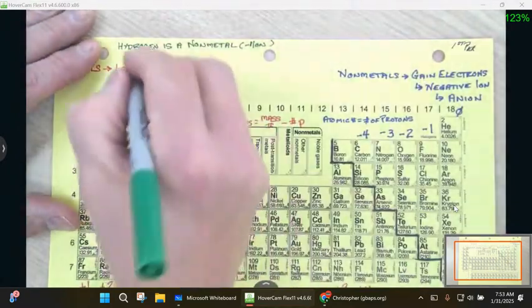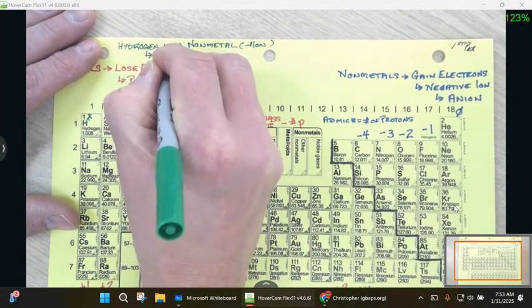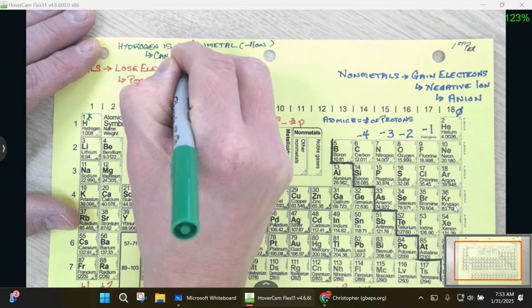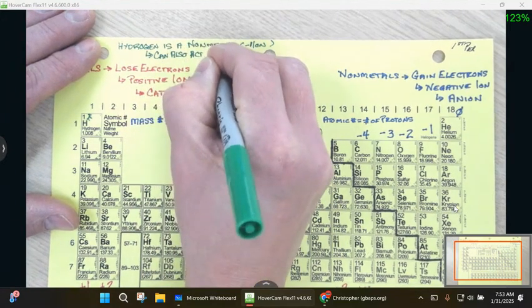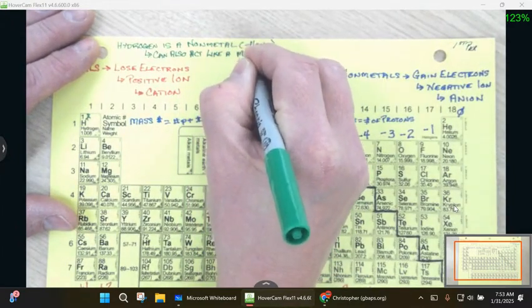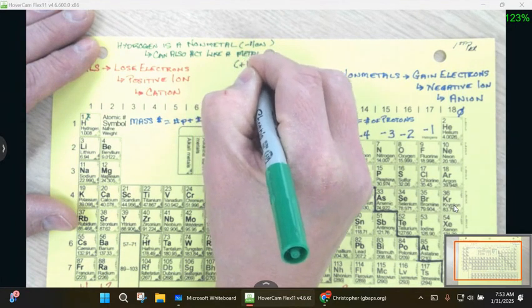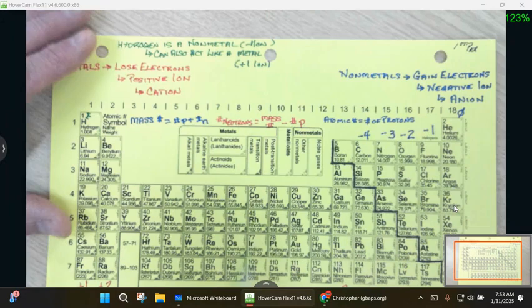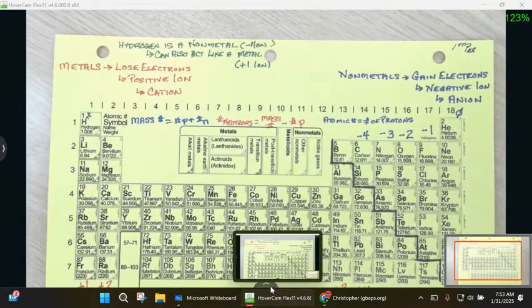But here's the thing about hydrogen. It can also act like a metal. Can you zoom in a little bit? I will once I'm finished writing. Thank you. Which means it can also be a +1 ion.